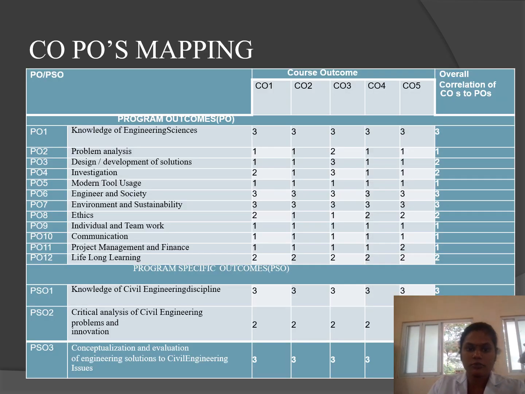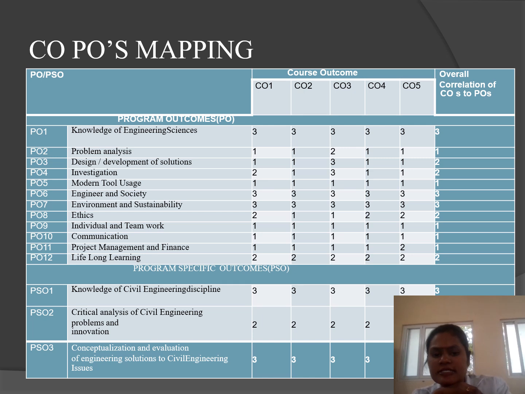Next, these are the POs for this subject. PO1 knowledge of engineering science, PO2 problem analysis, PO3 design and development of solutions, PO4 investigation, PO5 modern tool usage, PO6 engineer and society, PO7 environment and sustainability, PO8 ethics, PO9 individual and teamwork, PO10 communication, PO11 project management and finance.